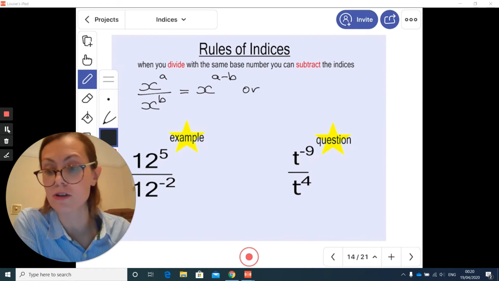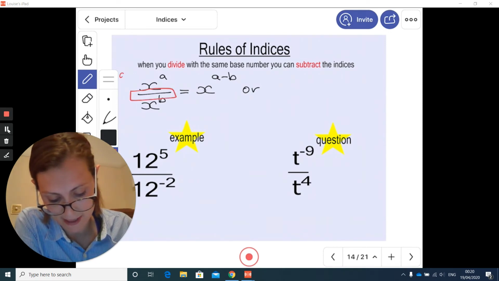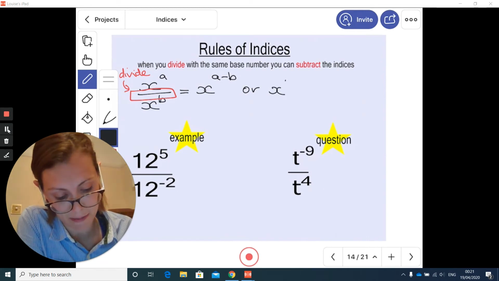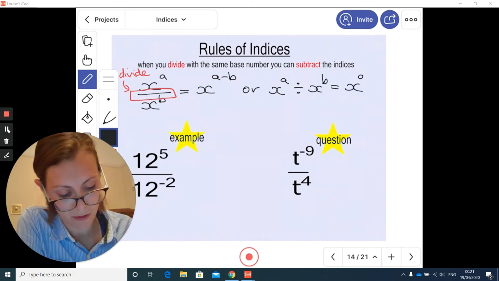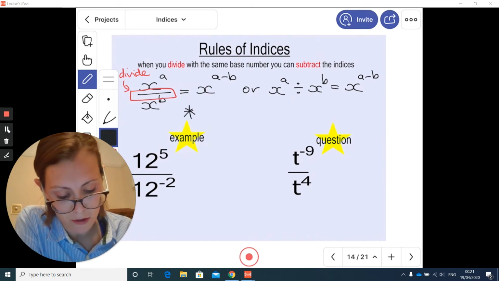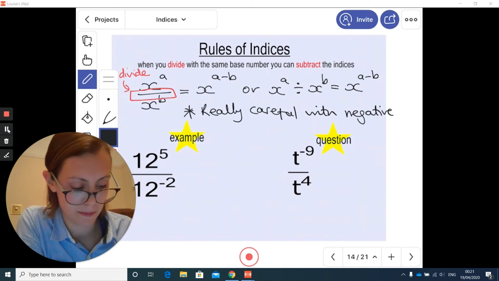And remember, division can look very different. You can write it as a fraction. So this is saying divide. But equally, it might be written out like a division. So it might have been written as x to the power of a, and then you've got the division sign. Okay, absolutely no different to what's going on. It's just been written in a different way. It's still a minus b. This is the case where you have to be really careful with your negatives. Okay, and I'm going to show you why in this first example.